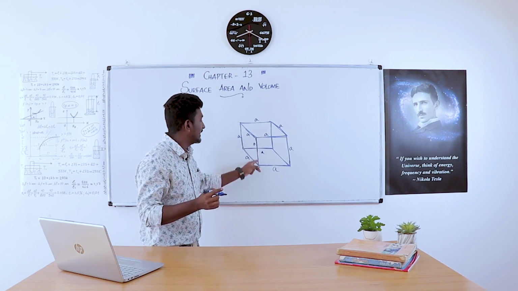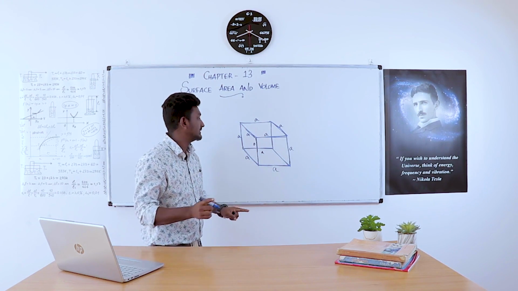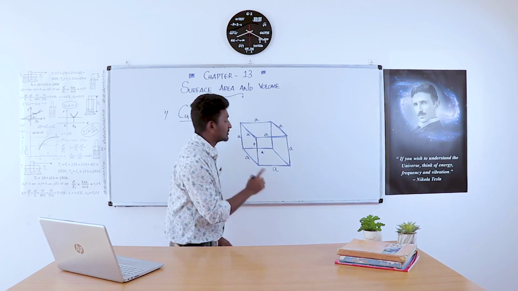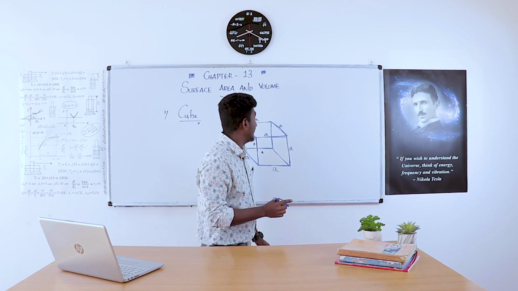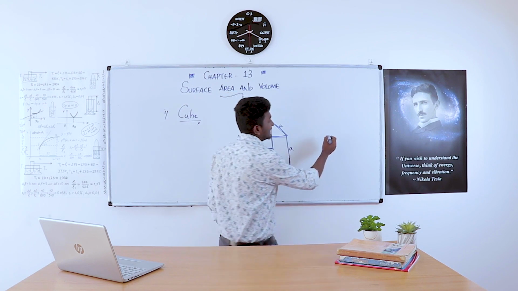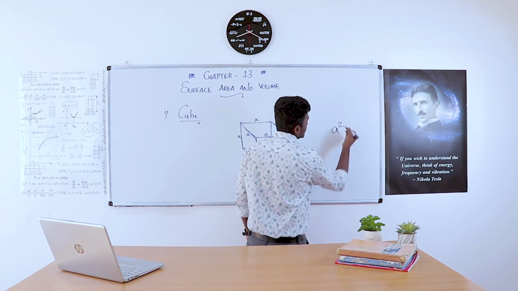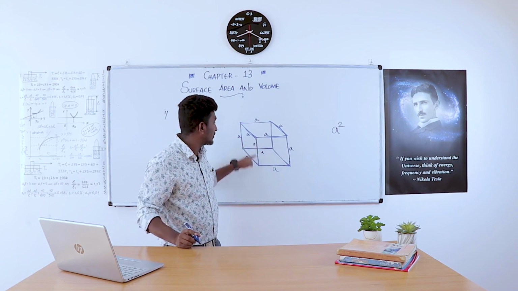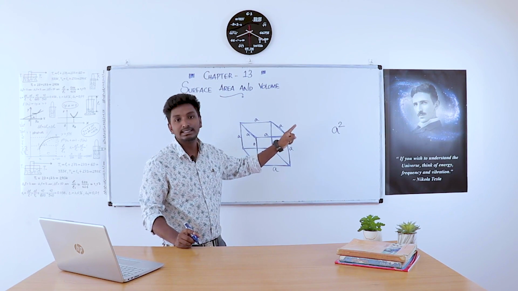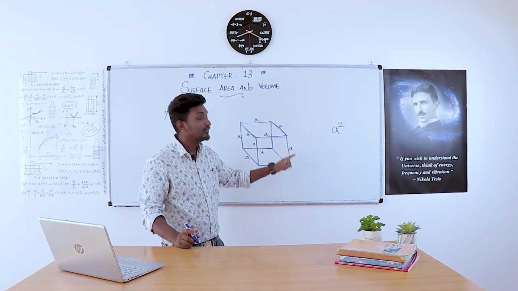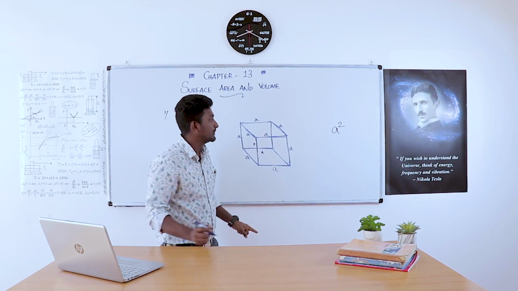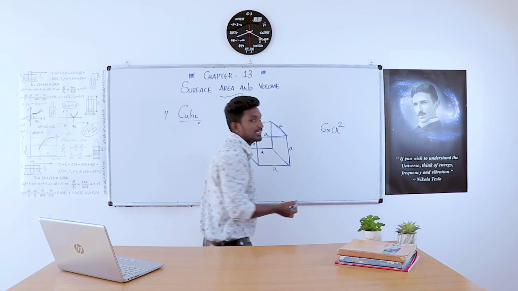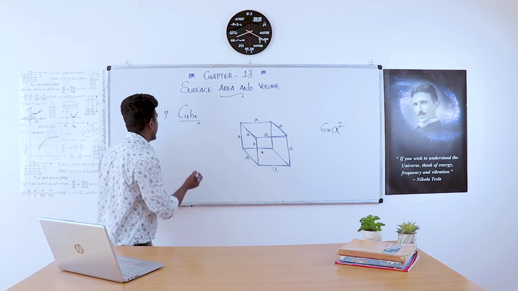Now, to find the surface area of this cube, first we have to find the surface area of one face. Each face is a square. For a square, the area is side into side, that is a square. So for one face, the area is a square. We have 6 faces, so the total area is 6 into a square, that is 6a square.